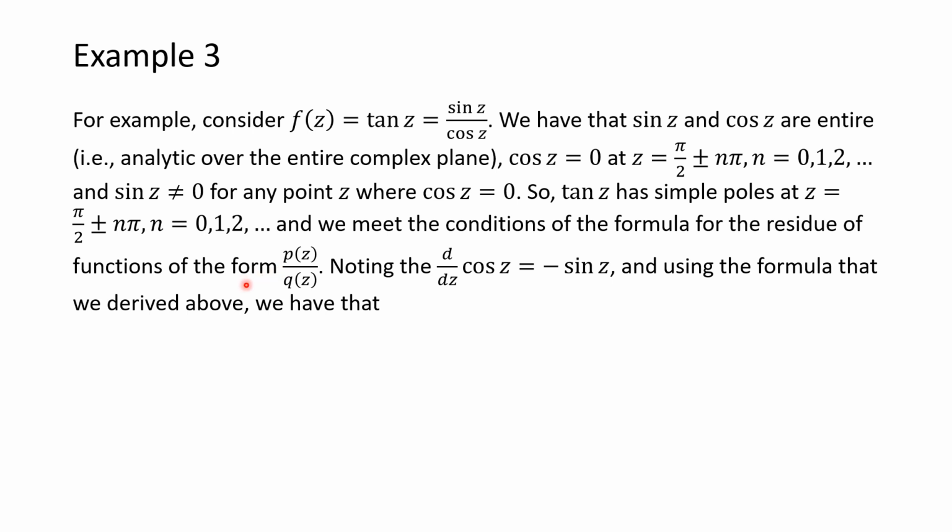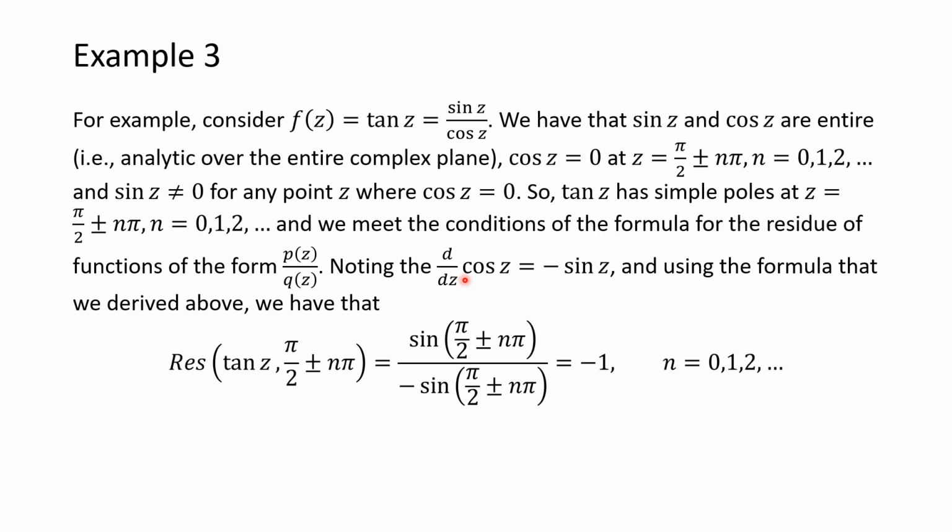And we can make use of that formula to derive the residue. So we take the derivative of cosine z, that's equal to minus sine z, and the residue of the tangent of z at all these different simple poles is a matter of evaluating the sine at the pole, and then evaluating the derivative of cosine z, which is minus sine z at that same point. The sine of pi over 2 plus or minus n pi is 1, and then we have minus that on the bottom, so we just get minus 1.